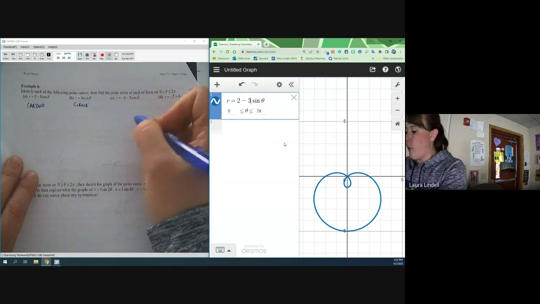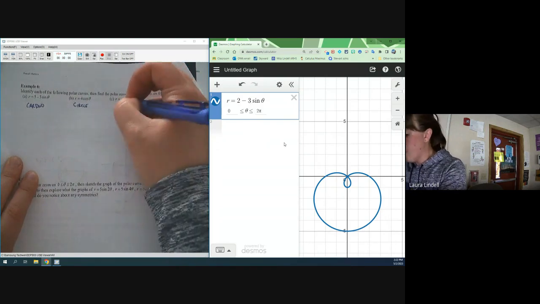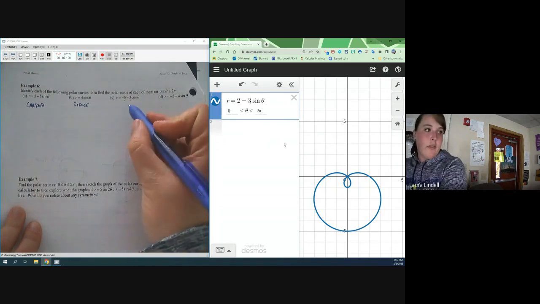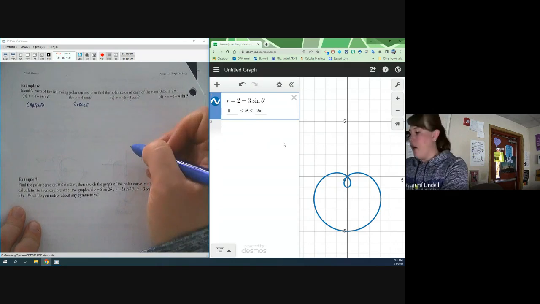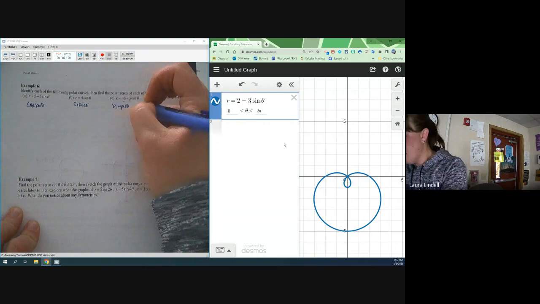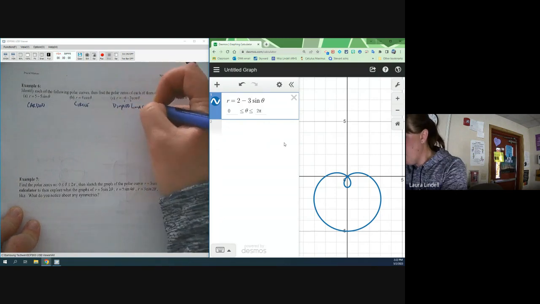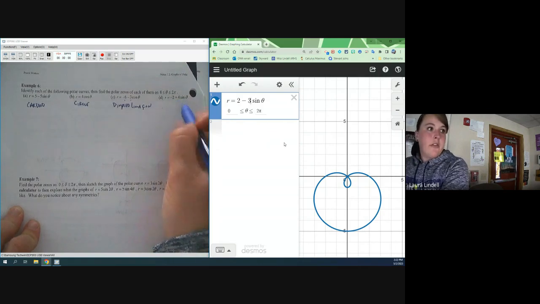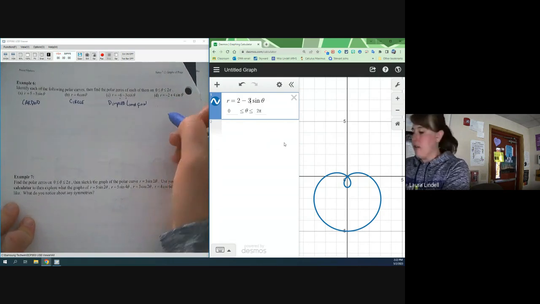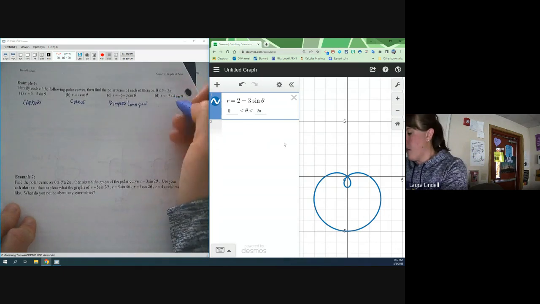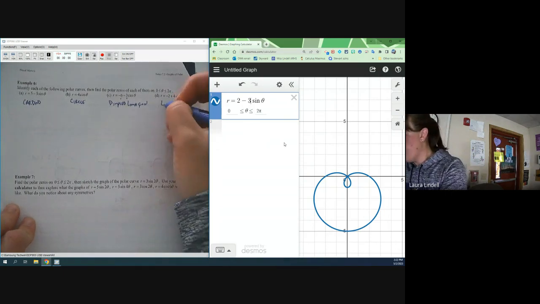6 minus 3 cosine theta. So we have this one is greater than this one. If you're not sure, you can always graph it. But in this case, when the constant's absolute value is greater, that makes it a dimpled limaçon. And then finally, -2 plus 4 sine theta is just a regular limaçon because this value, absolute value, is smaller than the coefficient.